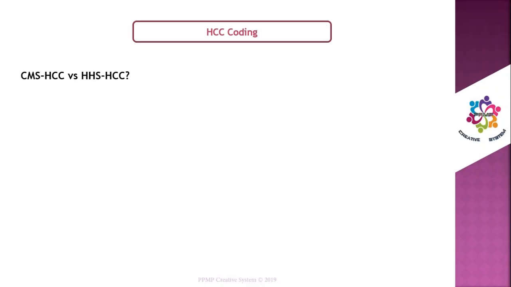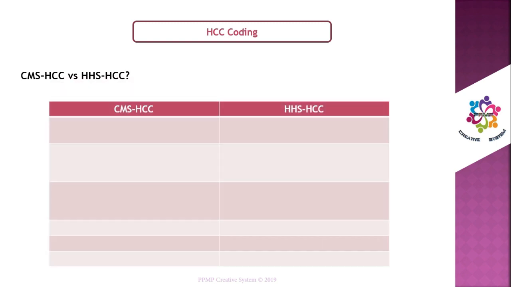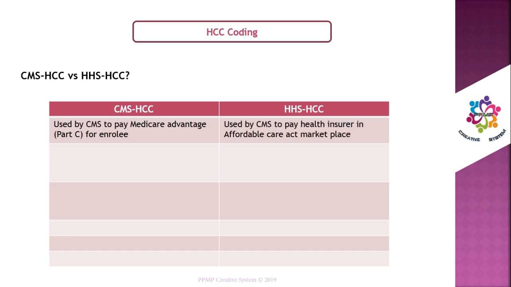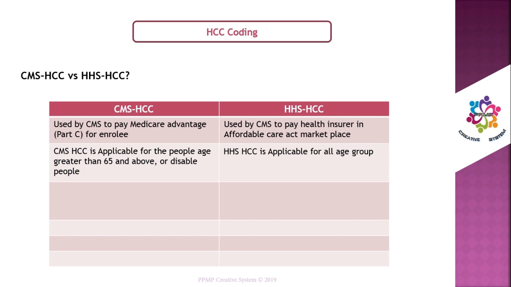CMS HCC versus HHS HCC. CMS HCC is for Medicare insurance. HHS HCC is for commercial insurance. CMS HCC is used by CMS to pay Medicare Advantage, Part C, for enrollees. HHS HCC is used by CMS to pay health insurers in the Affordable Care Act marketplace. CMS HCC is applicable for people aged 65 and above, or disabled people. HHS HCC is applicable for all age groups.